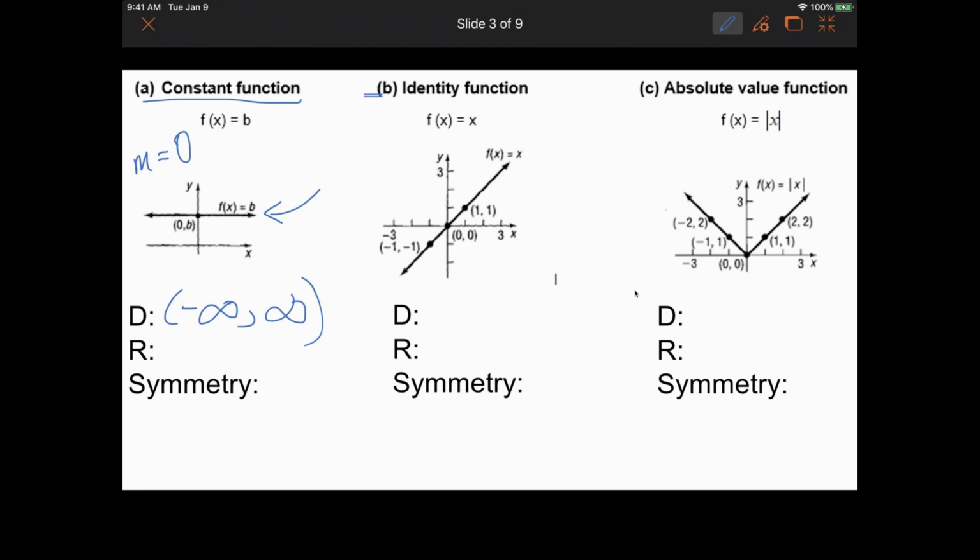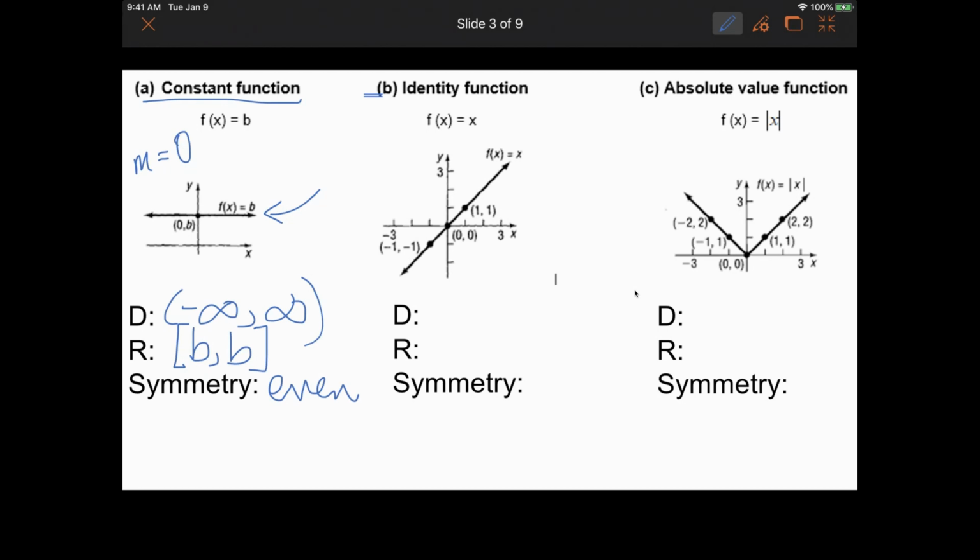So how do I write that in interval notation? This is different because there's only one value. Well, it starts at b, and it goes to b, and it includes b. So yes, it's brackets b comma b. So does this have symmetry? Sure. It has even because I can fold it along the y-axis.